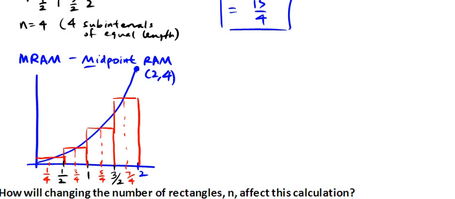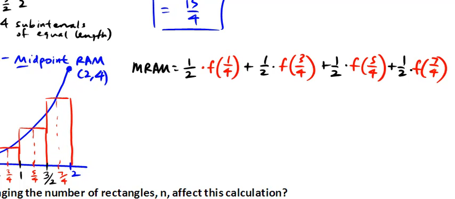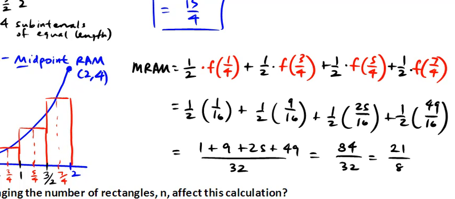Okay, so when finding the midpoint RAM then, the width of each one of my rectangles is still 1/2, but now I am multiplying it by the function evaluated at 1/4, again because 1/4 is in the middle of 0 to 1/2, and then I continue to proceed in that fashion. Alright, so proceeding in the same way, here is the full expression for MRAM, my approximation. So now I've just got to plug in all of my values into the function and just work this out. Alright, so finishing this off, plugging everything in and evaluating, we get that MRAM is 21/8.